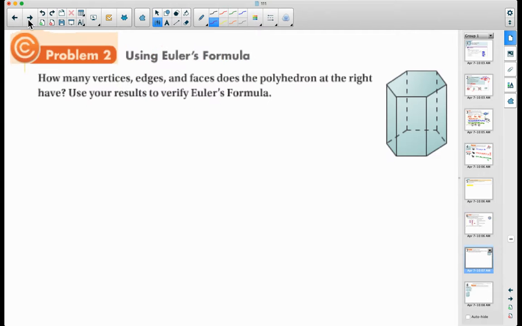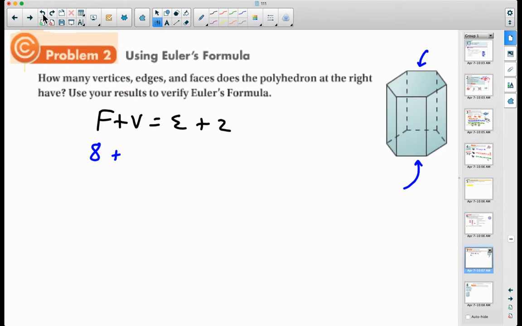Okay. All right, go ahead and pause the video and try this one. How many faces, vertices, and edges does the polyhedron at the right have? And we're going to justify it by Euler's formula. All right, so go ahead. Okay, F plus V equals E plus 2. So we're going to count our faces here first, right? So if we count our faces, I have the bottom and the top, and then I have 6 that go around this way, right? I have 6 that go around that way, okay? So that is 6 plus 2, all right, which gives us 8. Okay, so there's 8 faces.